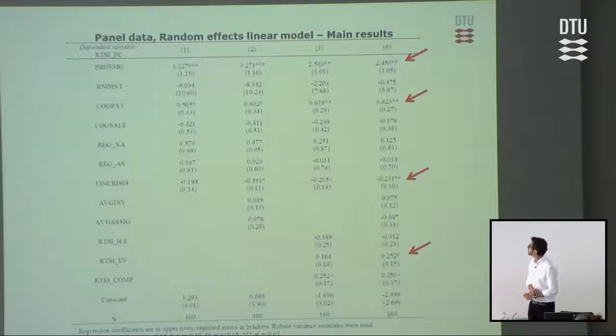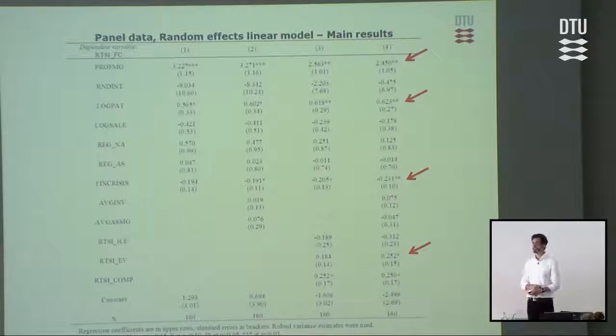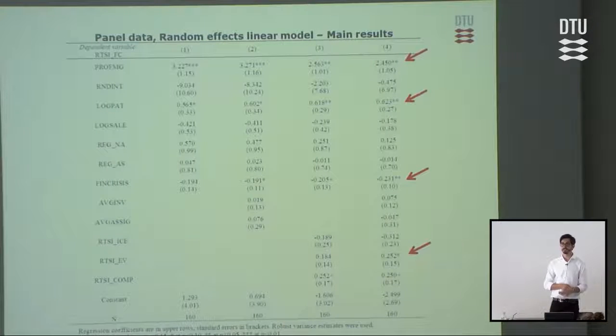And what we see is that basically profit margins have a positive and statistically relevant relationship with the decision of investing in fuel cells. Also, the knowledge stock is correlated with this decision. The financial crisis has a weak but statistically relevant effect for the last model as well.